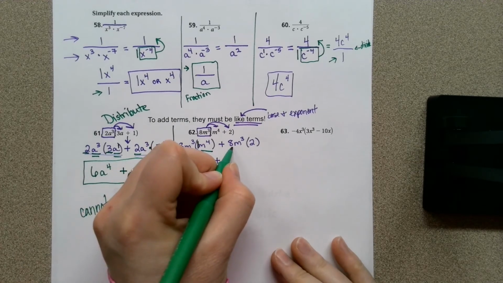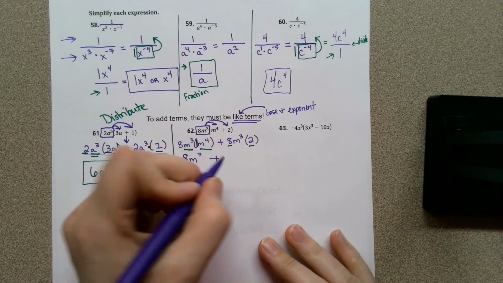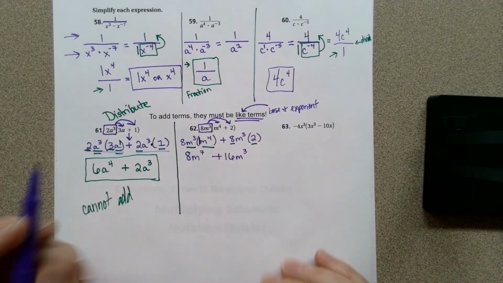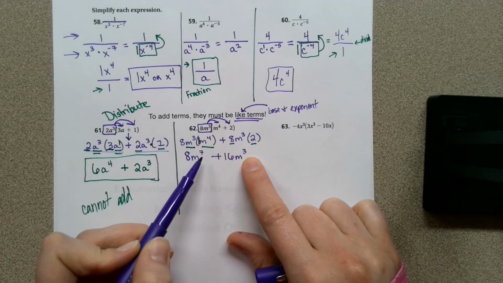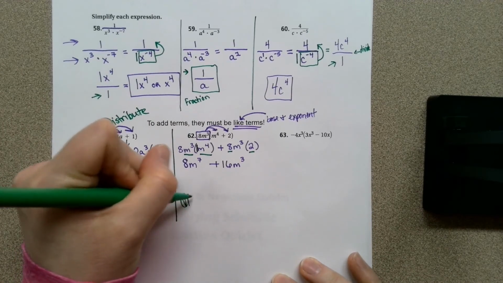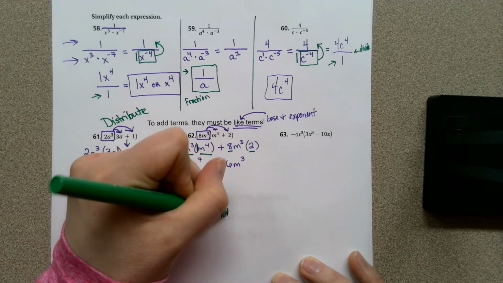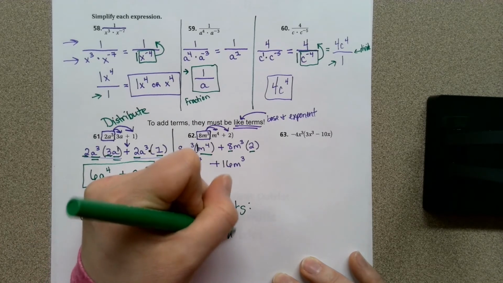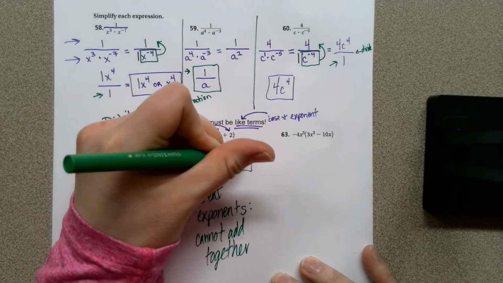And for the second half, all we can multiply together are the 8 and the 2, because there's just one variable. So we don't have any like bases. So then we'll have 16m to the third. Again, to be able to add them together, they would have to have the same variable with the exact same exponent. We cannot add because they are different exponents. And then this would be the final answer for that one.